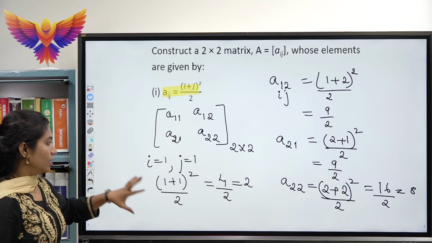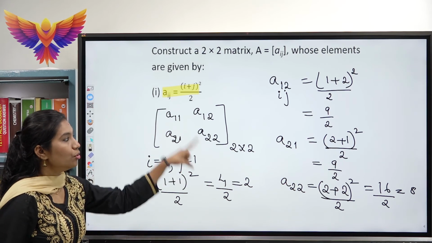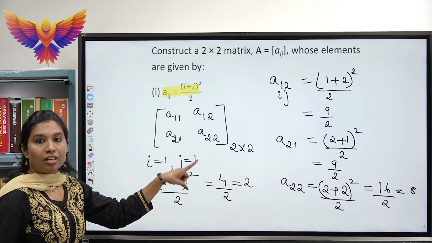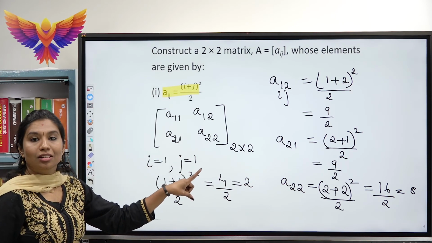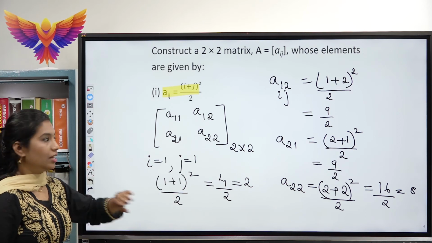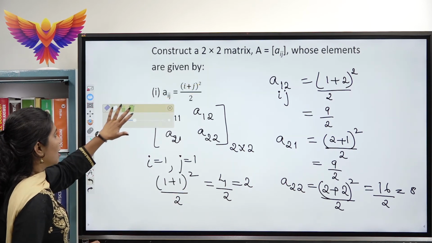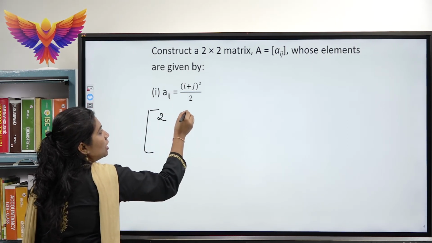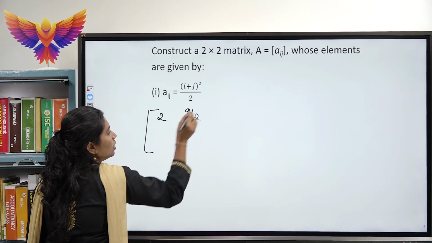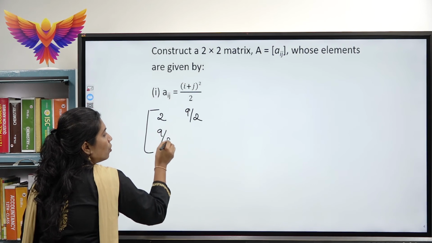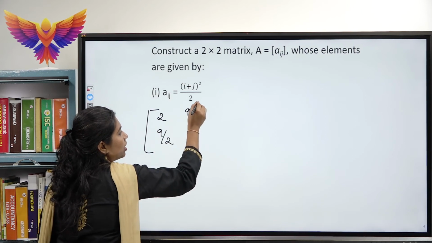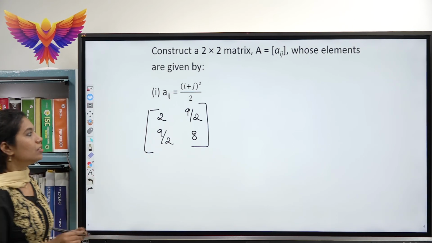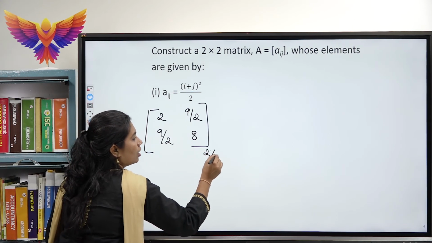The final matrix, I can write it as the first element as 2, second element in the first row as 9 by 2, first element of the second row as 9 by 2, and second element of the second row as 8. So the final matrix is 2, 9 by 2, 9 by 2, and 8. So we ended up with the required 2 cross 2 matrix.